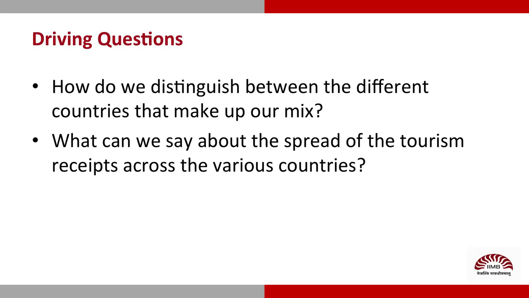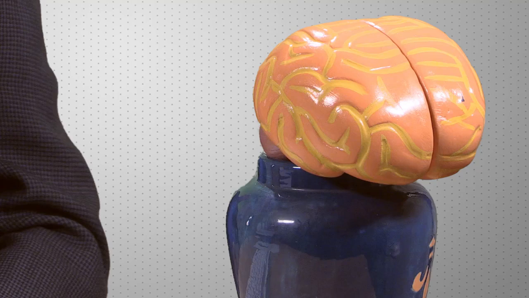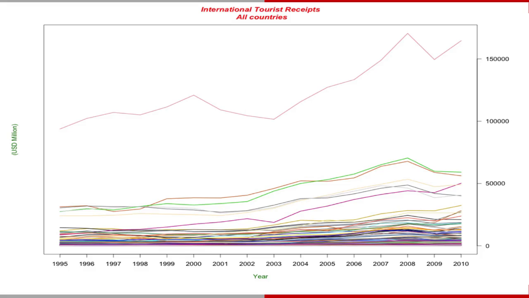How do we distinguish between the different countries that make up this mix? What can we say about the spread of the international tourism receipts across the various countries? Those are the questions. How about this? Let's create the same line charts that we did during the last segment, but with all 161 countries. But that would be chaos. Exactly my point, Lisa. In fact, I have used an R program to get a quote-unquote clearer picture.